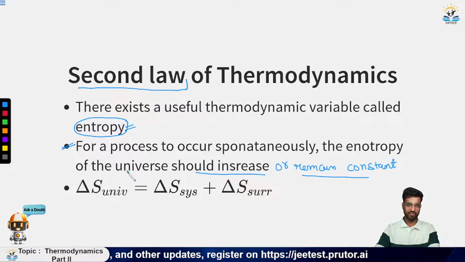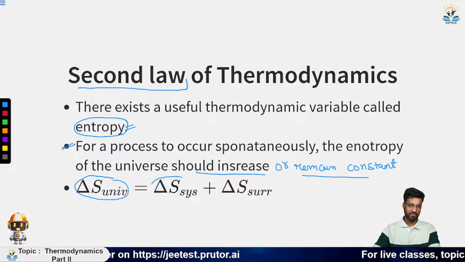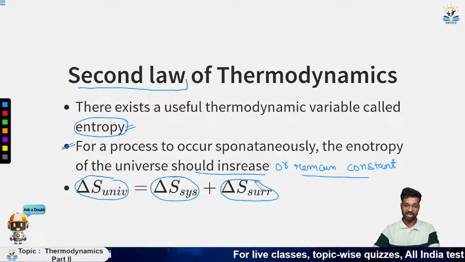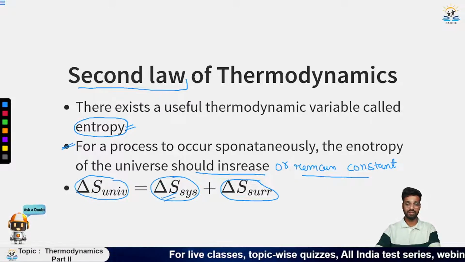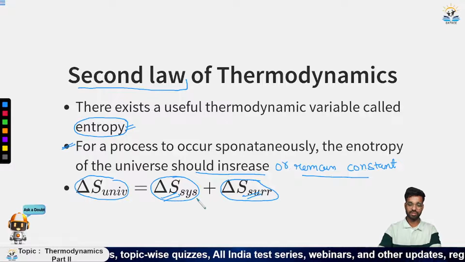And what is the entropy of the universe? It is equal to system plus surrounding. So we have two parts. Whenever you are considering thermodynamics, you have two parts. The first one is the system, and the second one is the surrounding. So delta S universe is equal to delta S system plus delta S surrounding.